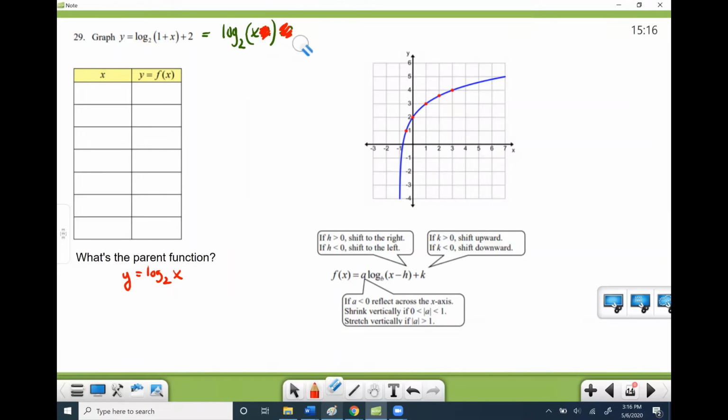Okay. Let me put those back really quickly. How do you guys feel about picking out the parent function? Would you be able to take this complicated one and go, okay, that's its parent function? Let me give you another one.